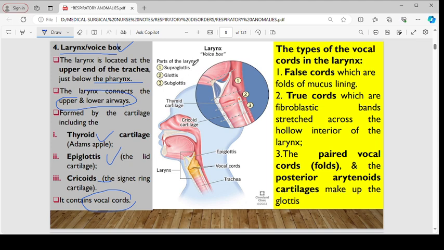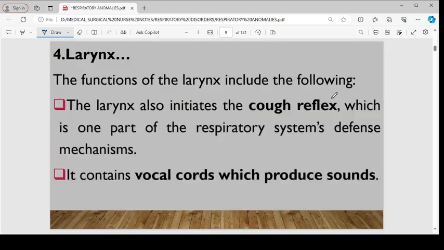So we have regions of the larynx. The first one is the supraglottis, and then the glottis and the subglottis area. Okay, so this larynx, we've said, has vocal cords, in this case the false cords, which are the folds of the mucous lining, and the true cords, which are the fibroelastic bands stretched across the hollow interior of the larynx.